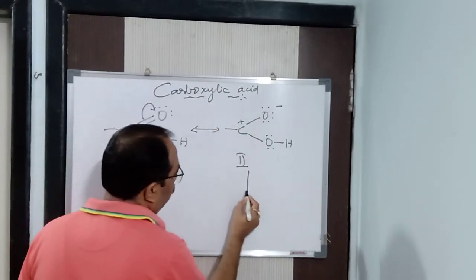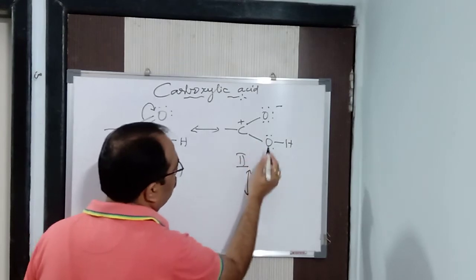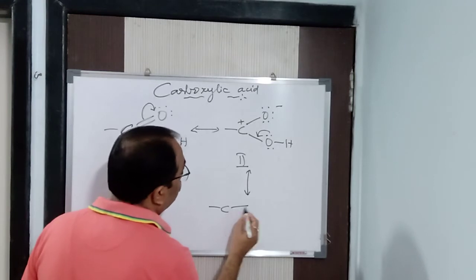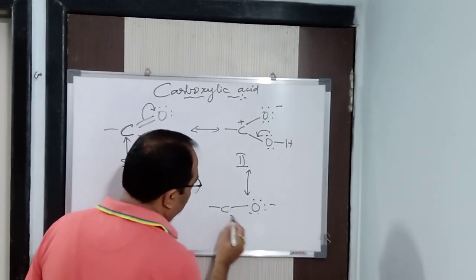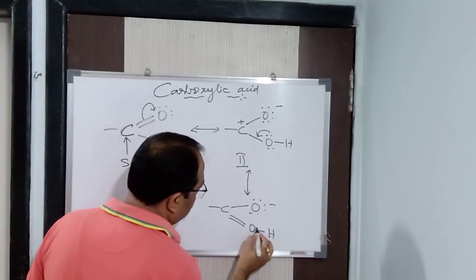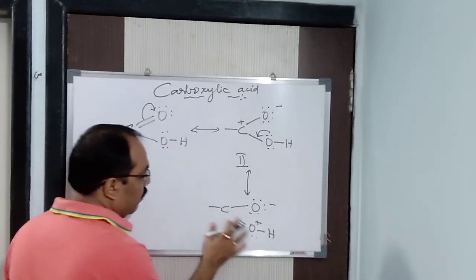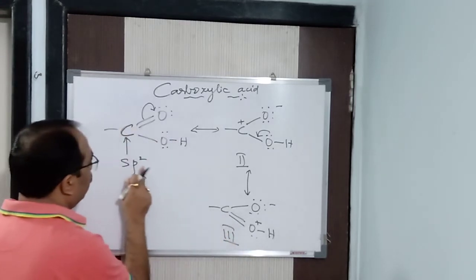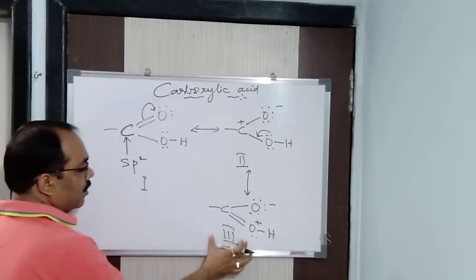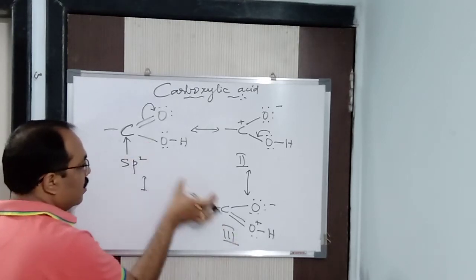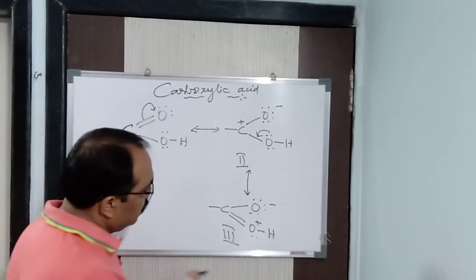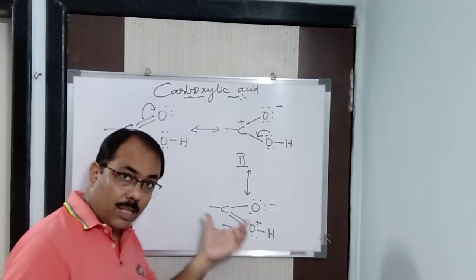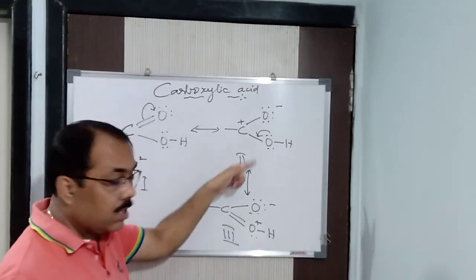Now from structure 2, what is going to happen? This pair of electrons will come here, and hence I get this particular structure with a double bond here. Now the carbonyl carbon, you can see, is neutral in the first and the third structures. But the third structure is more comprehensive, much more accepted and much more stable, because it is showing resonance. This is a resonance structure, and these are the canonical structures.